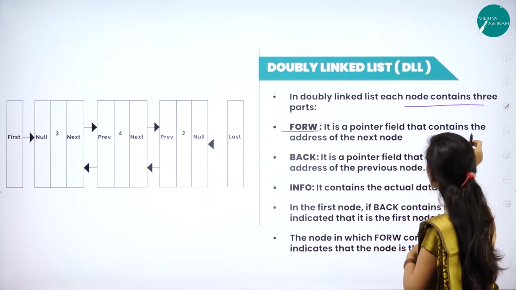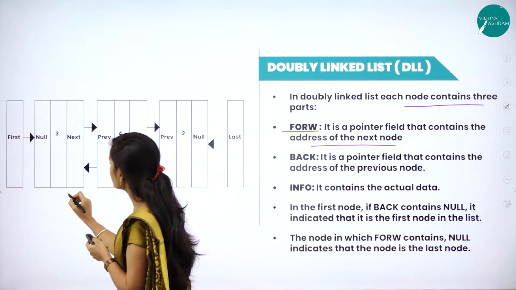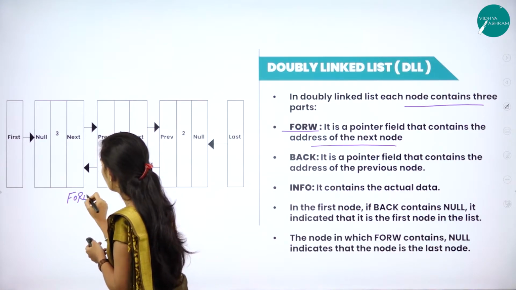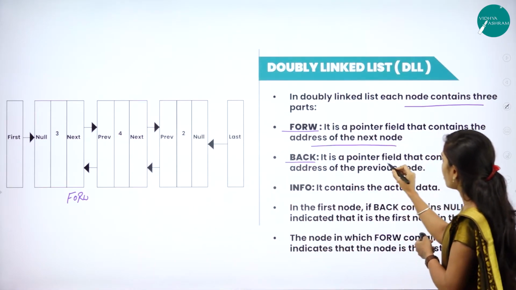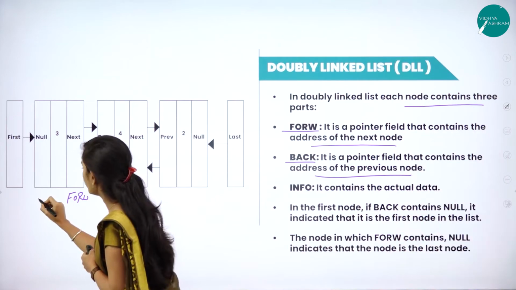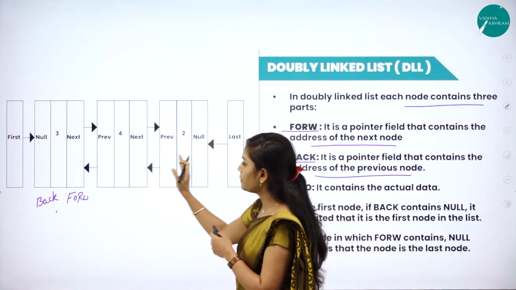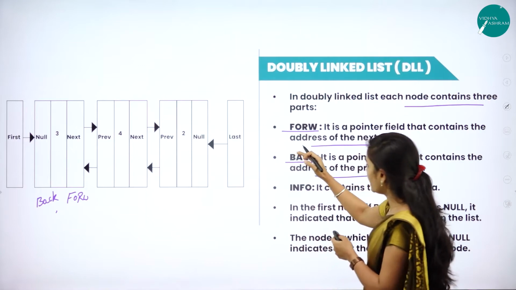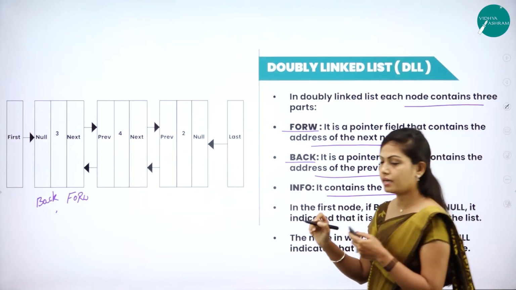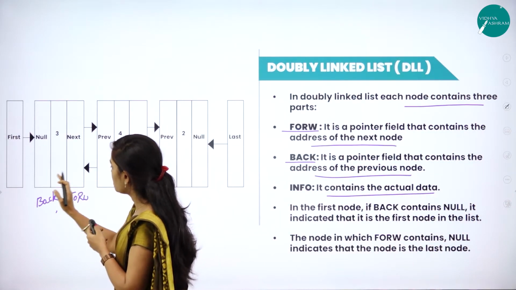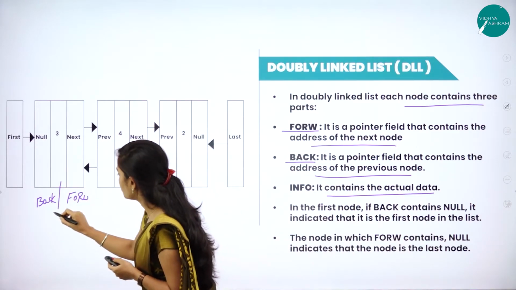It is a pointer field that contains the address of the next node. Forward means it contains the address of the next node. And back is a pointer field that contains the address of the previous node. Here in a doubly linked list we have three parts, that is forward, back and info. Info means information. It contains the actual data.